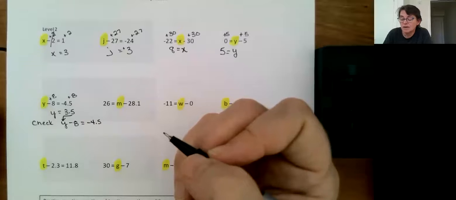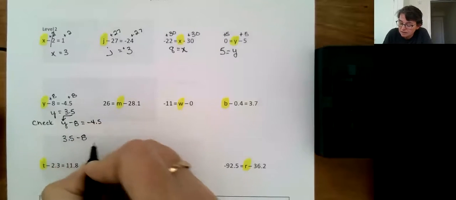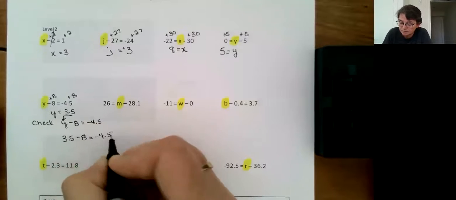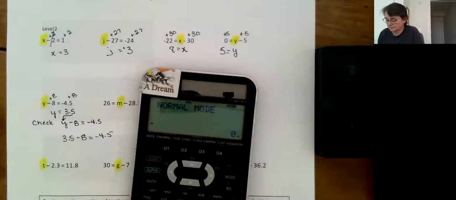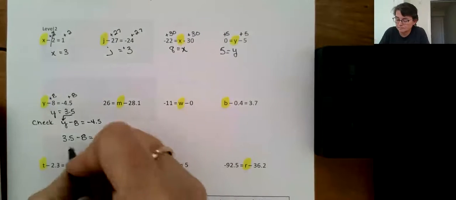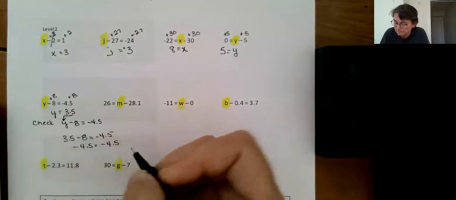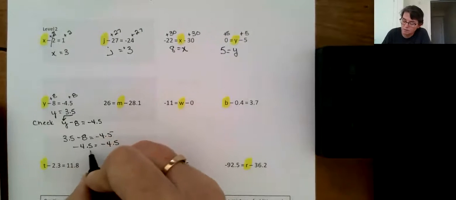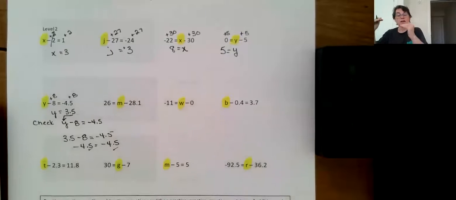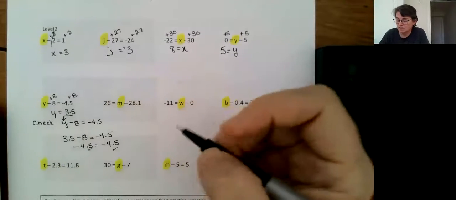So write up my equation. My answer that I got, I'm going to substitute it in for my variable. So 3.5 minus 8 is equal to negative 4.5. So my check is correct. When this number and this number match, they're balancing just like we have been all along. And the fact that this number doesn't match that one doesn't matter.